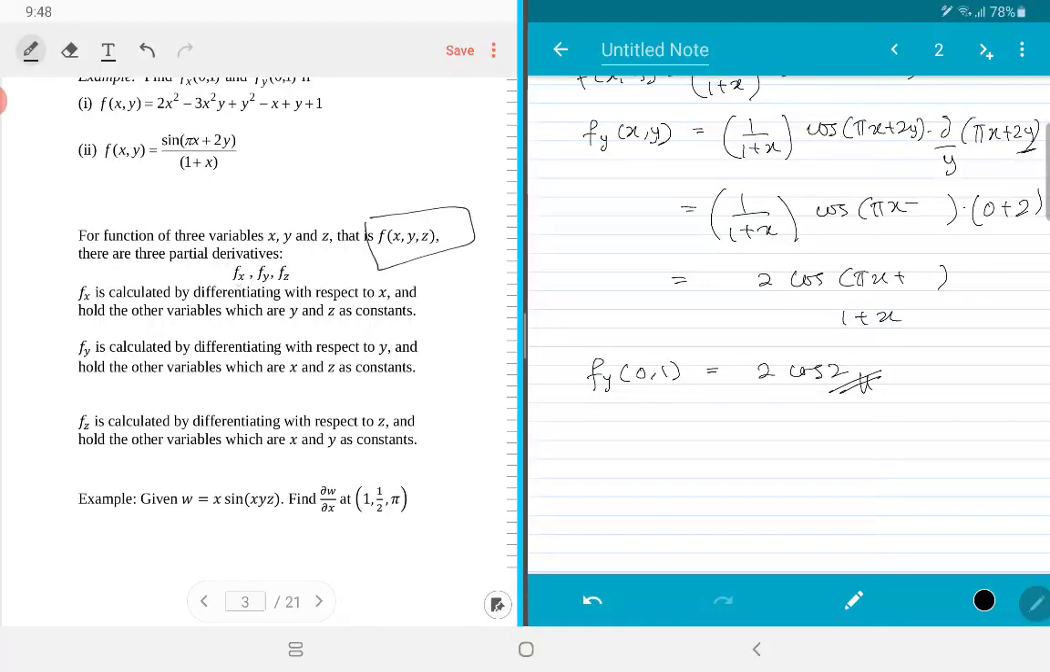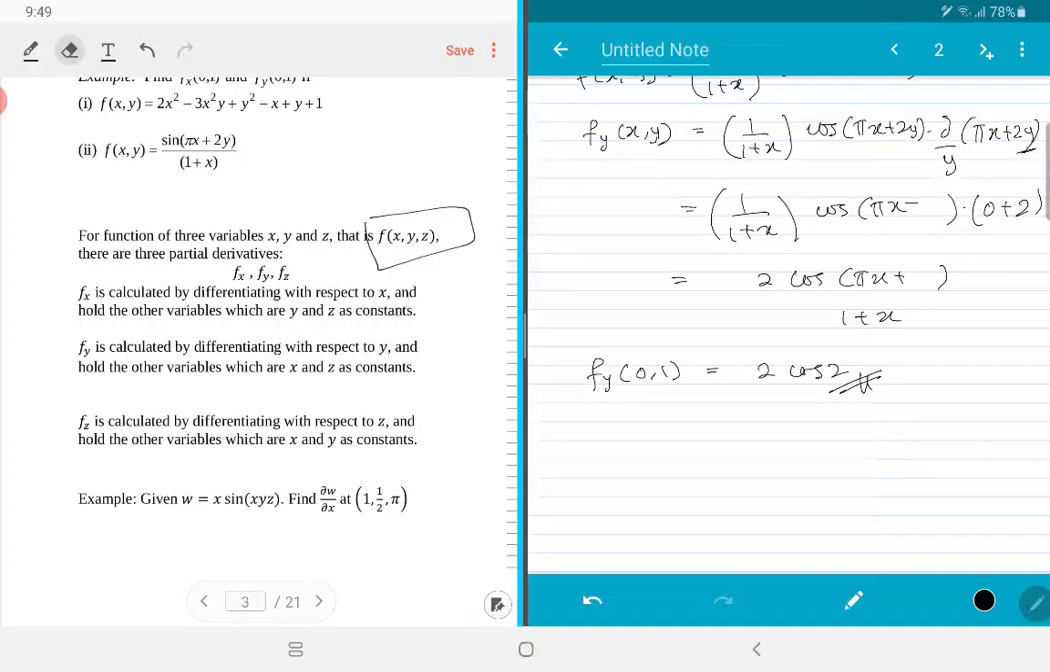One is partial f partial x. We also have partial f partial y, and the other one would be partial f partial z. To find the first partial derivative of f with three independent variables is similar to a partial derivative with two independent variables. If you want to find partial f partial x, you differentiate with respect to x, and you hold the other variables, in this case y and z, as constants.